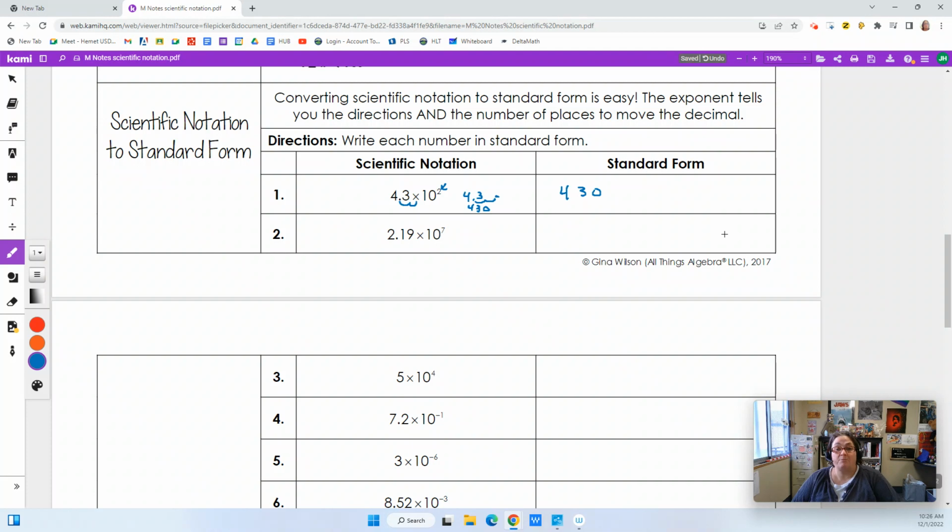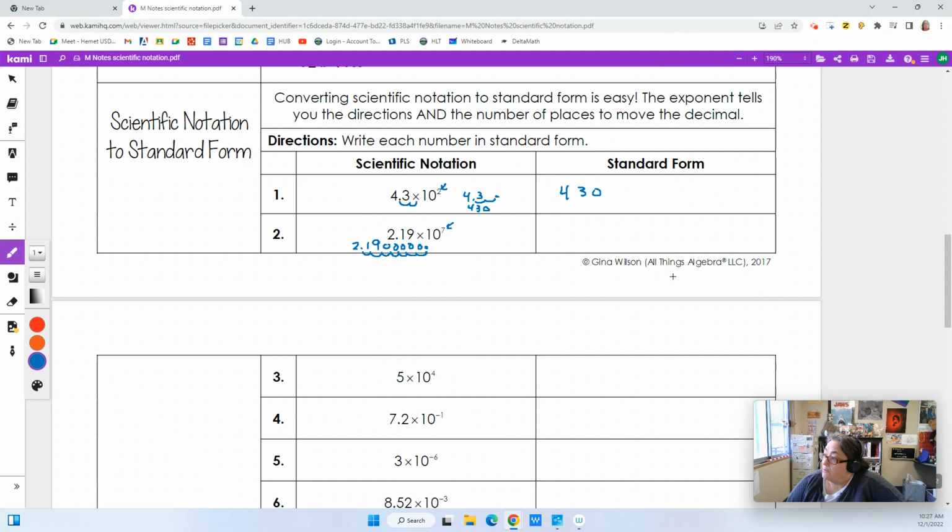It just tells me how many places to move that decimal. If there's nothing past that decimal, I have to write it in, right? So here I have 2.19, right? And I need to move that decimal in this direction 7 spaces. So I'm going to go 1, 2, 3, 4, 5, 6, 7. Hold on until I'm finished, okay? 1, 2, 3, 4, 5. Why 7? Because it's raised to the 7th power. We're moving it to whatever that power is.